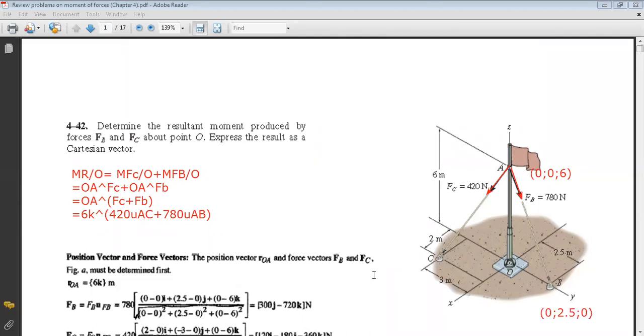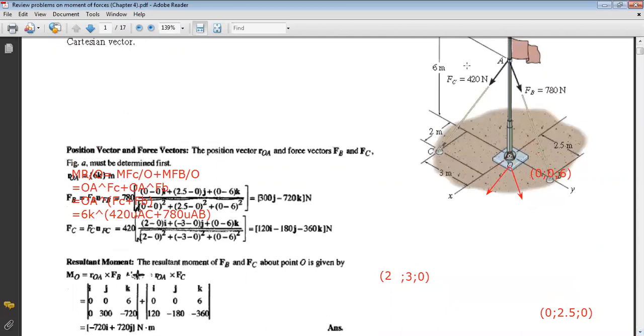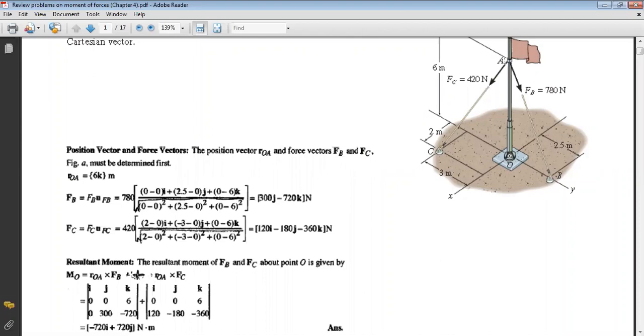And for C, I have along X it is plus 2, along Y it is plus 3, and it is 0 along Z. So 2, 3, 0. Now, once I get coordinates of the 3 points, all I have to do now is simple replacement. So I start first by getting force Fb. I know that Fb is the magnitude of Fb times, I consider now for Fb vector UAB.